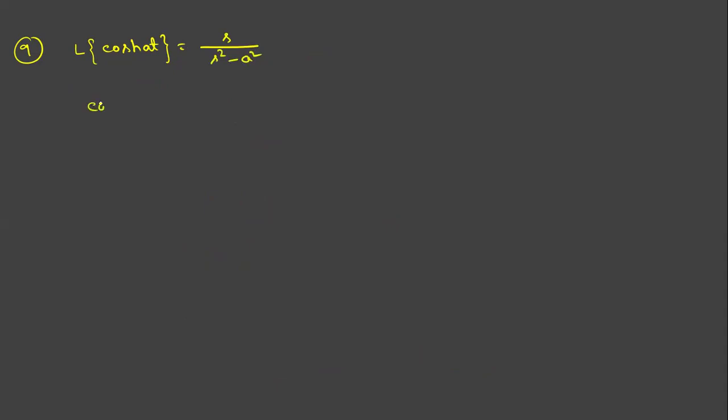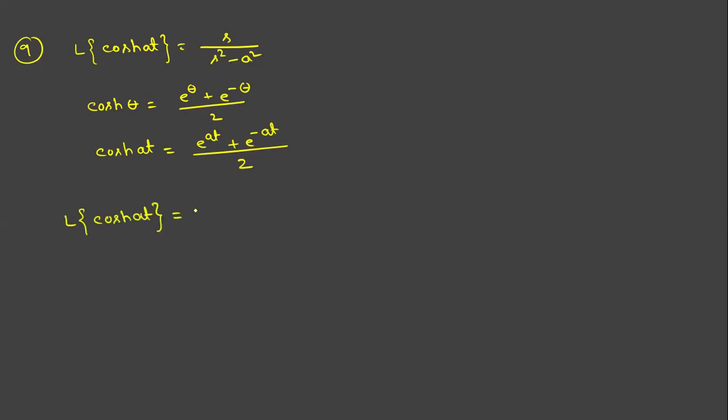We know that cosh θ equals (e^θ + e^(-θ))/2. Now apply Laplace transform. Put θ = at. So Laplace of cosh at equals (e^(at) + e^(-at))/2. Now apply Laplace: Laplace of cosh at equals half, which is out of the operator.